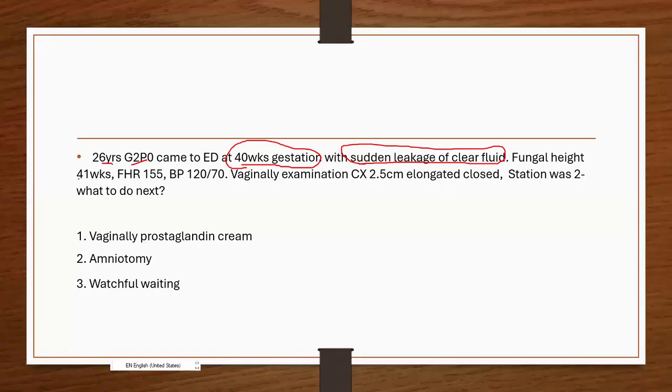Fundal height 41, fetal heart rate 155, blood pressure 120/70, cervix 2.5, elongated and closed. Station -2.